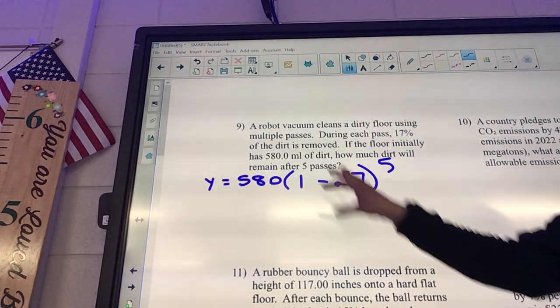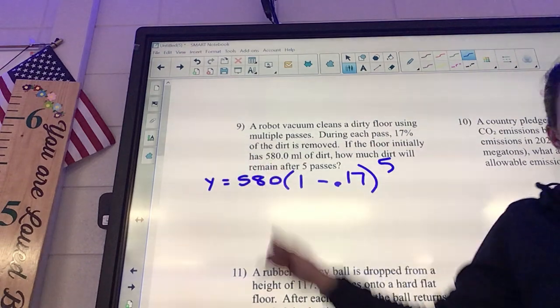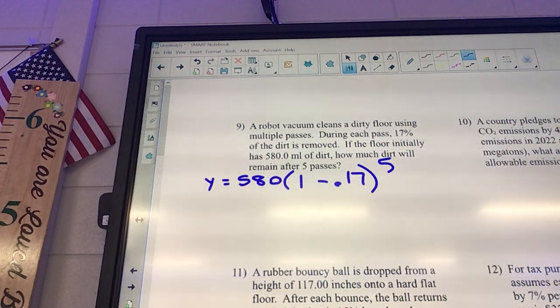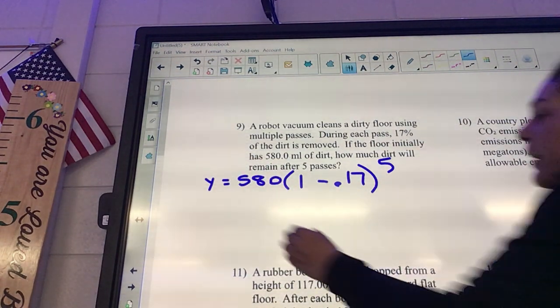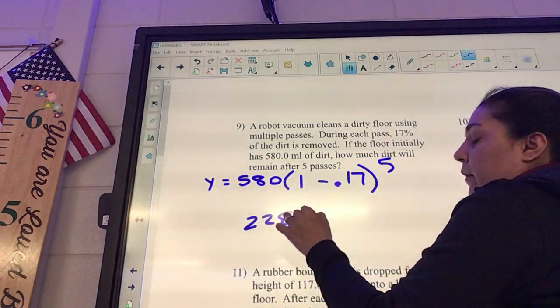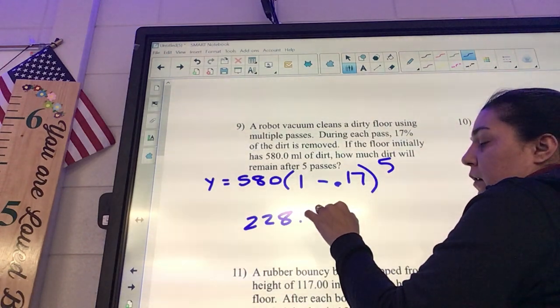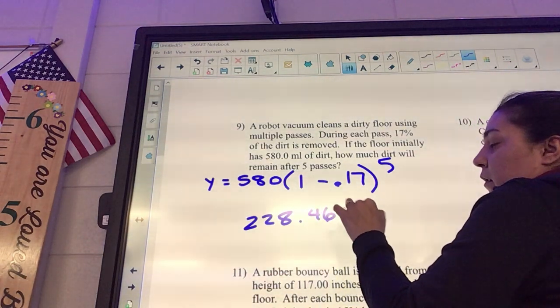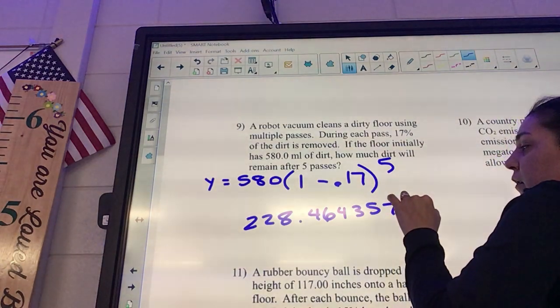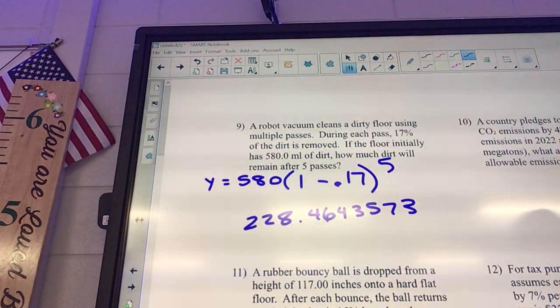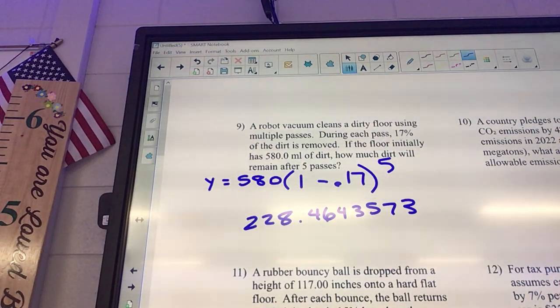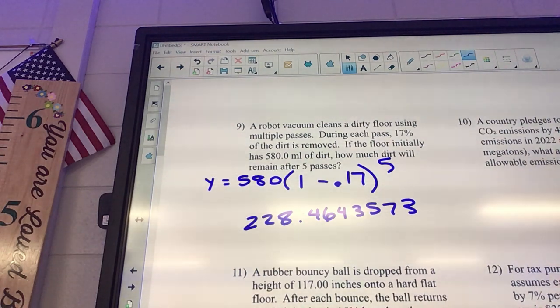Should my number be more or less than 580? Less, right? Good. 228? What? 0.466. You want all of it? Yeah. 435. 730. Okay, what needs left or none or what? We just need a 228. No, we need the whole thing. We need 228. 4.6.